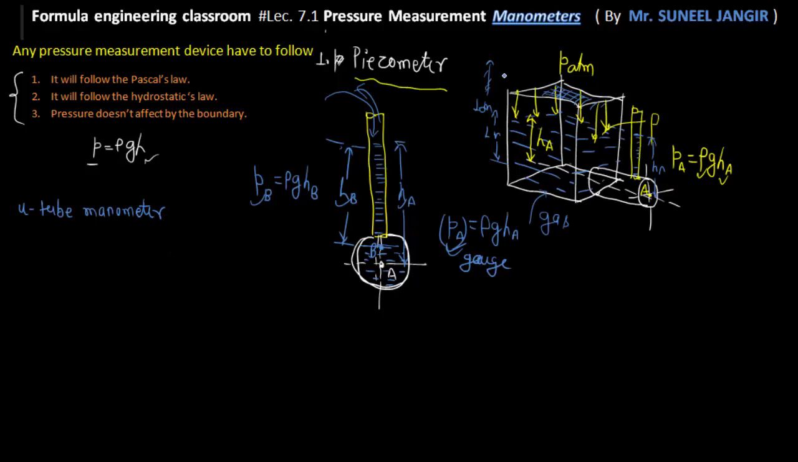Okay, so what is U-tube Manometer? As in the case of piezometer, we defined this as a straight transparent glass tube. U-tube is actually a glass tube, this is not straight, it's a transparent glass tube bent in a U shape.